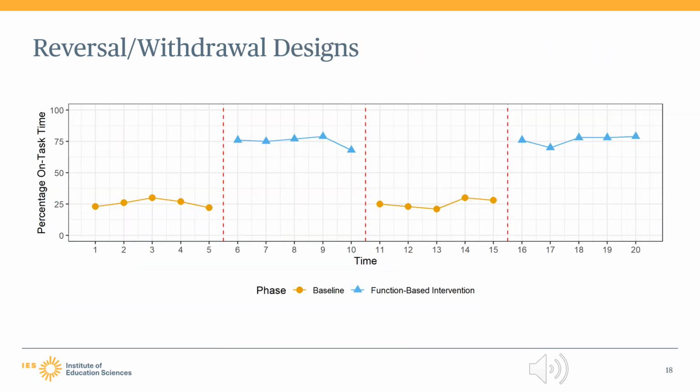The figure displays an example treatment reversal withdrawal design that included 2 baseline phases and 2 treatment phases during the implementation of a function-based intervention. The outcome in this example is the percentage of on-task time, which was measured at 20 unique time points. Take a moment to consider whether this design meets the requirements for the minimum number of phases and data points needed for a treatment reversal design. You can pause the video if you want additional time.